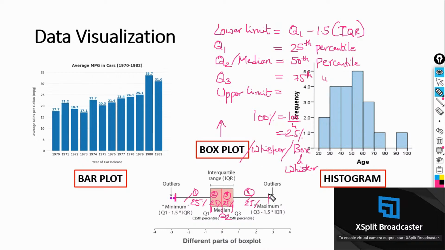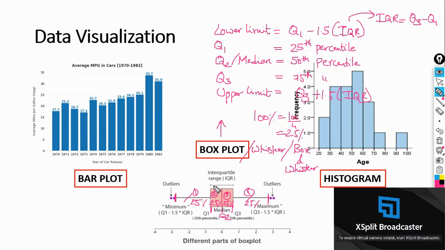And finally, the upper limit. In order to calculate the upper limit, you are supposed to use Q3 plus 1.5 times IQR. Now let us talk about IQR. What is this IQR? IQR is nothing but the interquartile range. I repeat, interquartile range. The middle box that you observe is called IQR.